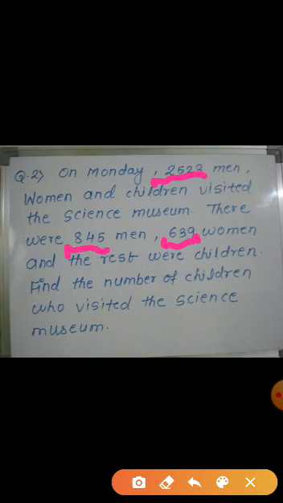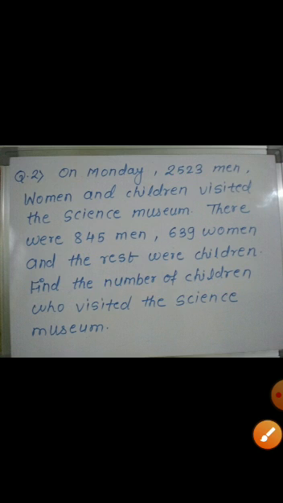So what do we have to find? The number of children. This question is exactly similar to question number 1, isn't it, children? See, we are given the number of people, and out of that we know the number of men and women. And we have to find the number of children. So what do we do now? Yes, we subtract the number of men and women from the total number of people, and we get the number of children.